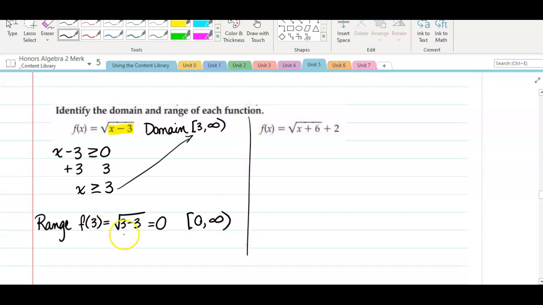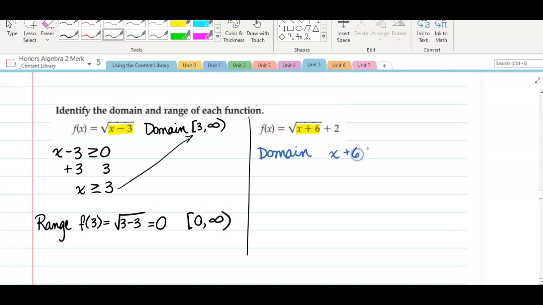You're probably noticing a pattern here. This problem is different because not only are we adding 6 inside the radical, we're also adding 2 outside the radical. We can't just put these two together, obviously, because this constant is under the radical and this constant is outside the radical. So let's set just the part under the radical to be positive as we find the domain.